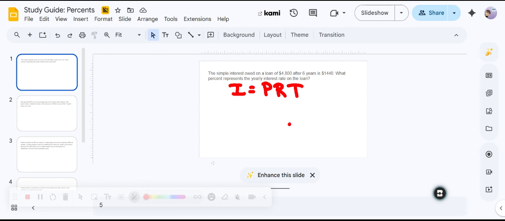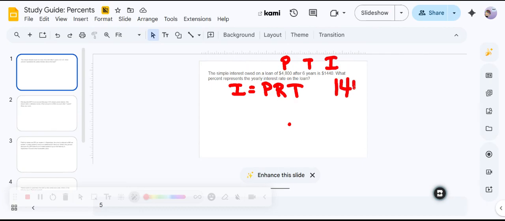Okay, so we need to identify what each of these things is. The loan was $4,800. That's my principal. 6 years is my time. And 1,440 is my interest, the simple interest owed. So I'm going to take those numbers and plug them into my formula.